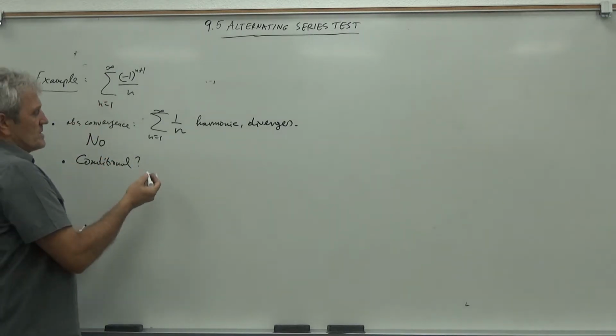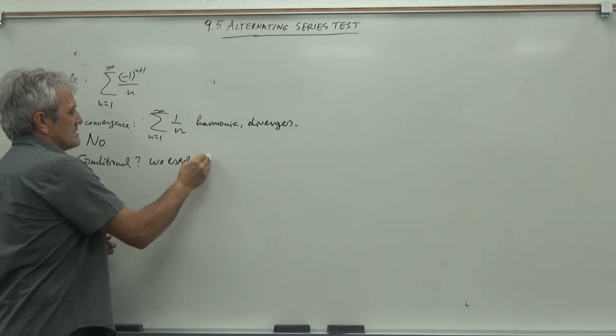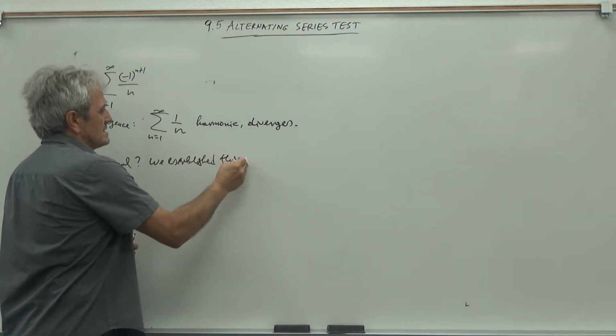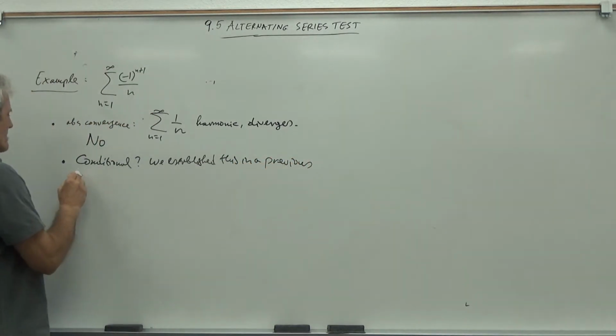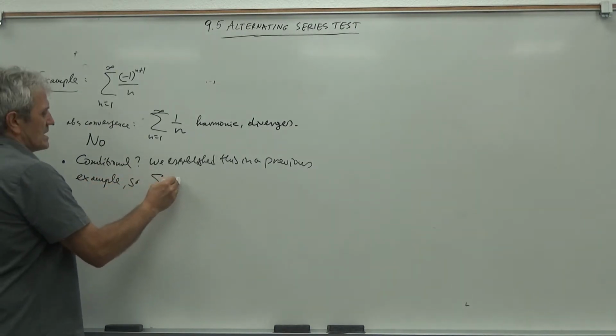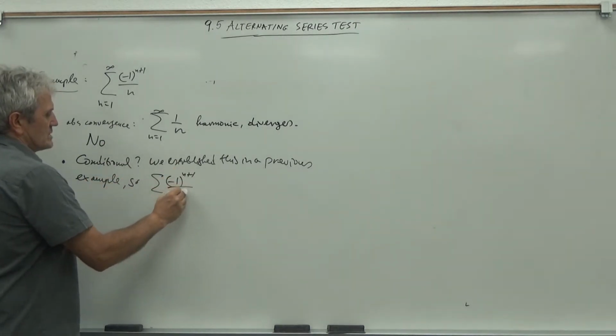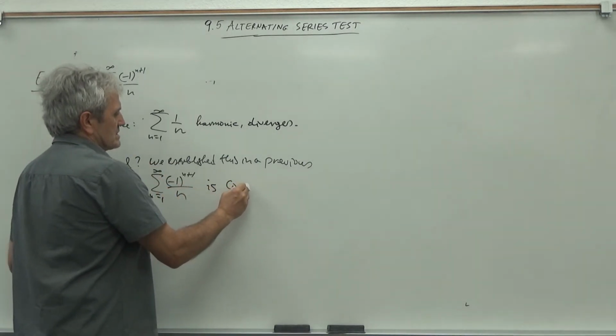And then you remember from a minute ago, we established this in a previous example. So the sum of negative 1 to the n plus 1 over n is conditionally convergent.